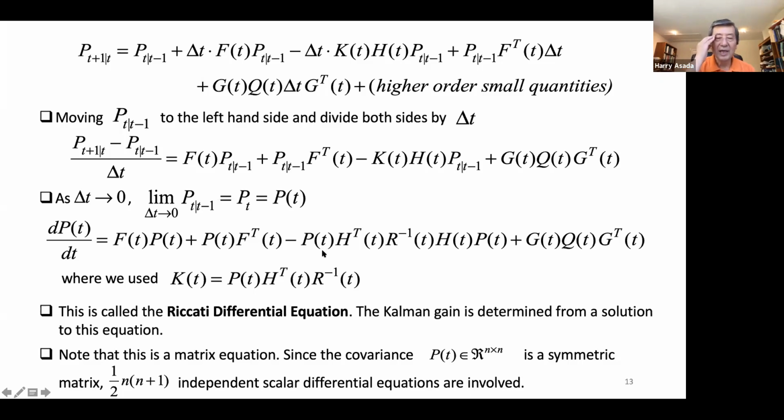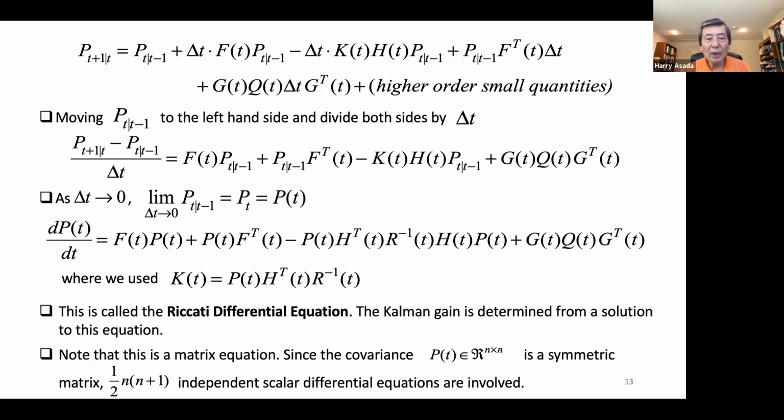In the discrete time, we followed two steps, covariance propagation and covariance update. Now these two are combined together, and then we have this one differential equation that subsumes the two steps into just one.